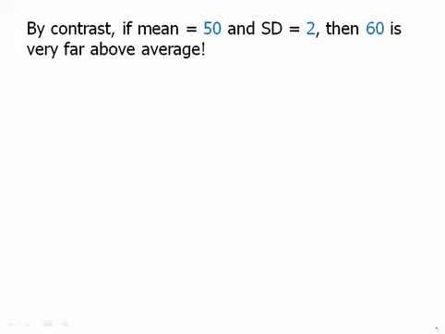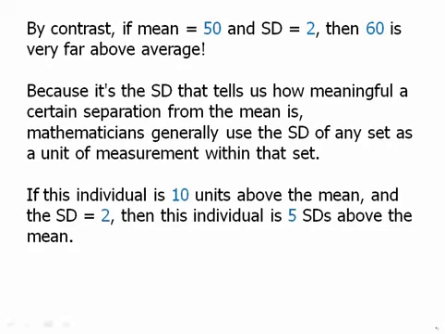By contrast, if the mean is 50 and the standard deviation is 2, then 60 is very, very far above the average. Because it's the standard deviation that tells us how meaningful a certain separation from the mean is, mathematicians generally use the standard deviation of any set as a unit of measurement within that set. If this individual is 10 units above the mean and the standard deviation is 2, then this individual is 5 standard deviations above the mean.